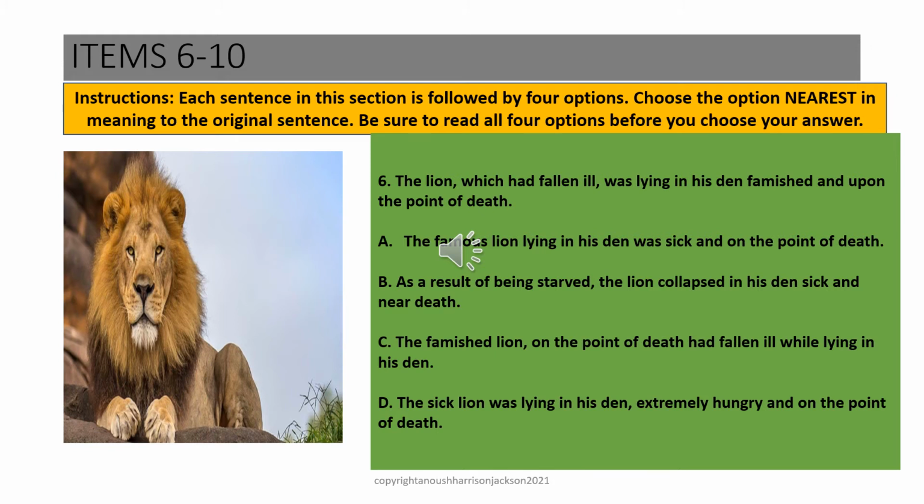Followed by four options. Choose the option nearest in meaning to the original sentence. Be sure to read all four options before you choose your answer.